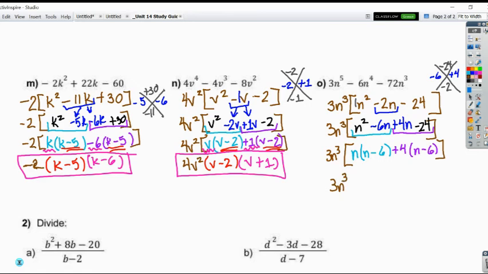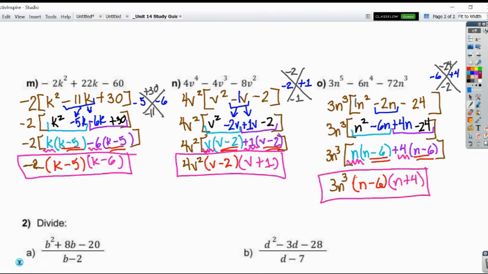So with a greatest common factor, 3n to the third, and a set of matchy-matchy parentheses, n minus 6 is a factor. Then I've also got a factor with my GCFs, n plus 4. There we are, completely factored in all its glory.